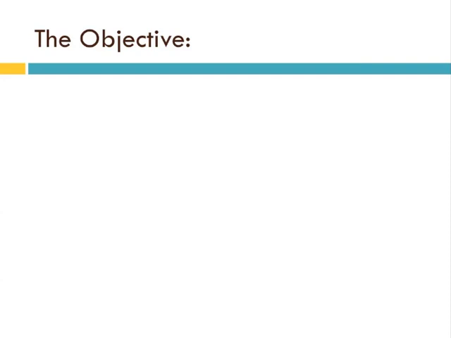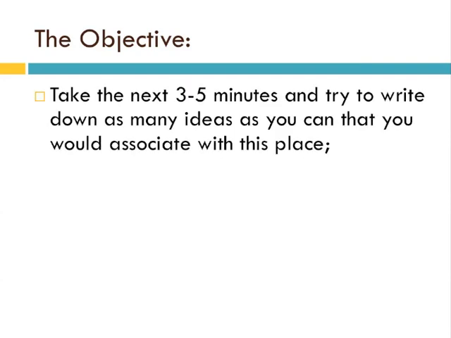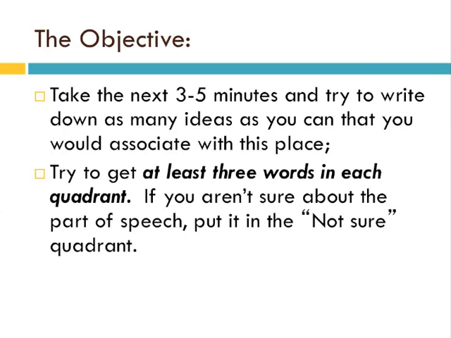So the objective here is we're going to take the next 3 to 5 minutes and we're going to try to write down as many ideas as you can that you would associate with this place. Now, I'm going to suggest that you try to get at least 3 words or ideas in each quadrant. If you're not sure about what part of speech it belongs under, then put it in the not sure quadrant.